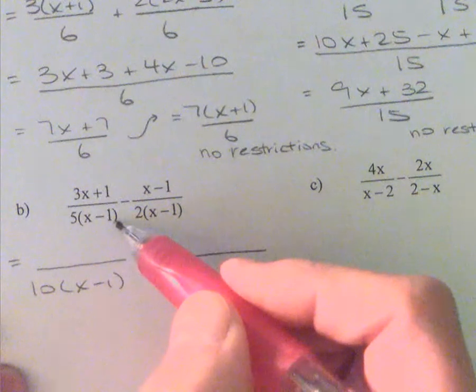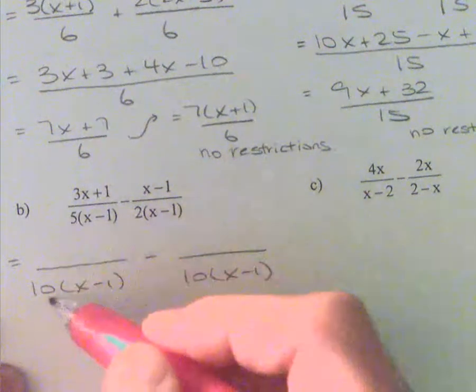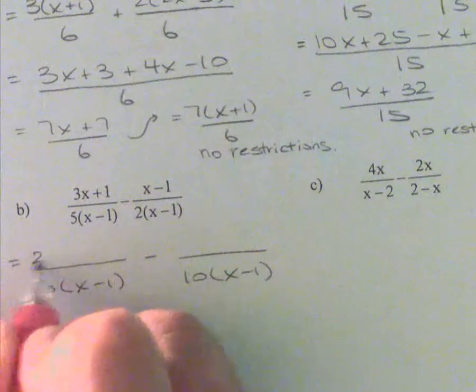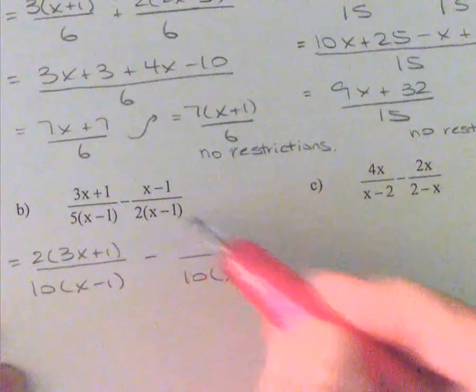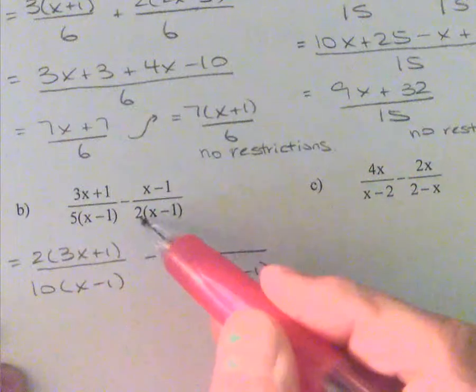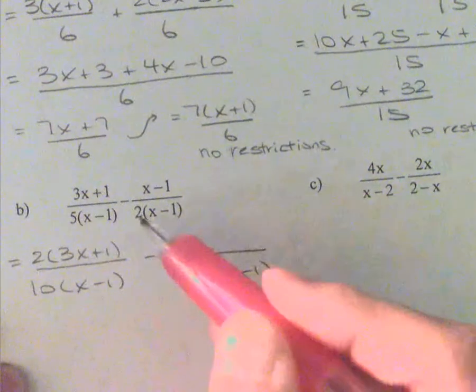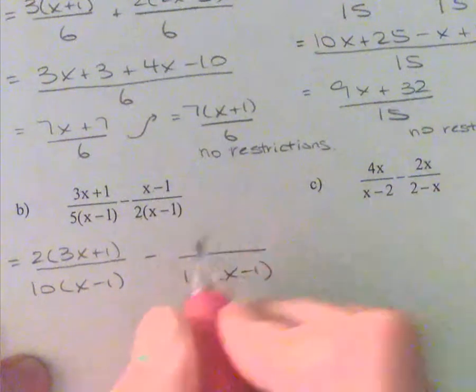So this already had x minus 1. We went from 5 to 10. We multiplied by 2. So I'm going to multiply the top by 2. This again already had the x minus 1. We went from 2 to 10. So I multiplied it by 5. So I'm going to multiply the top by 5.